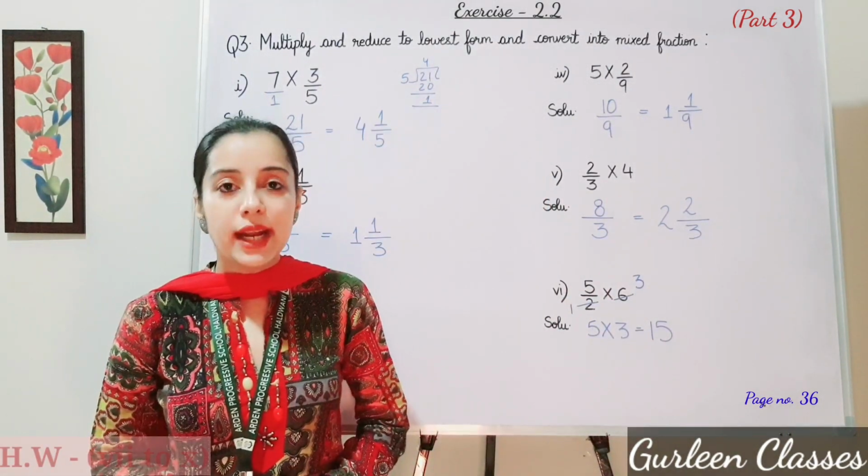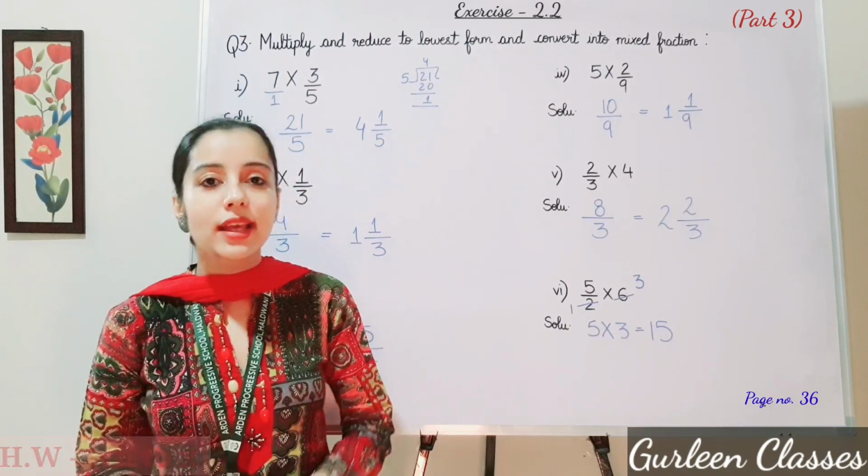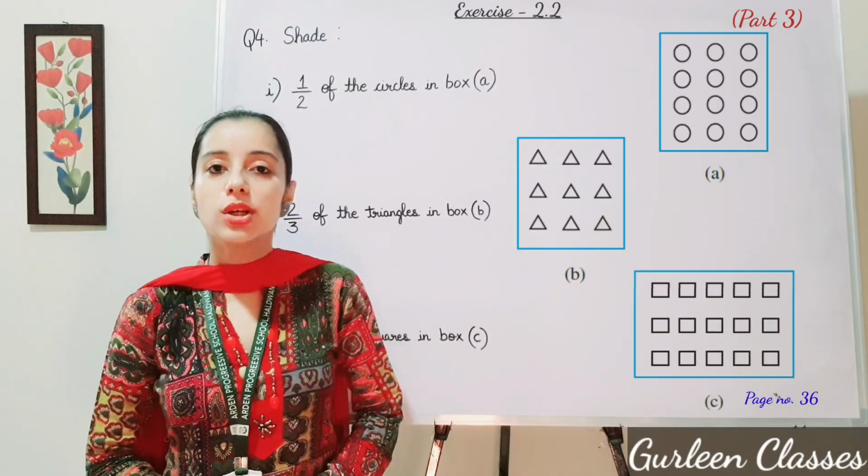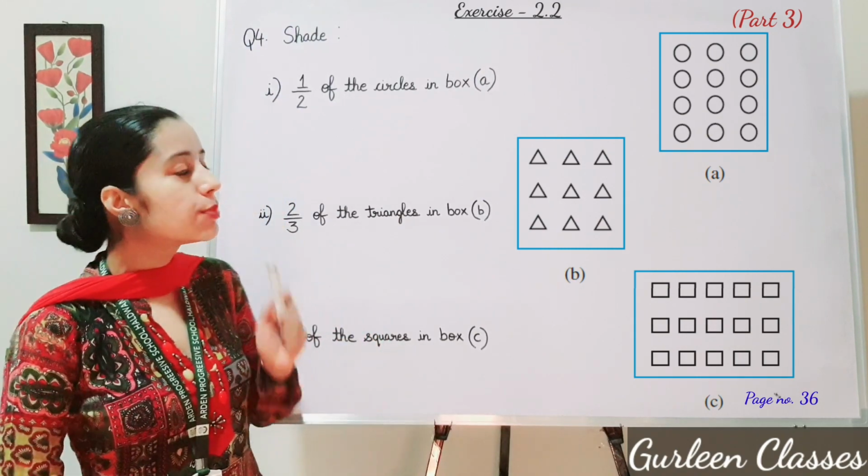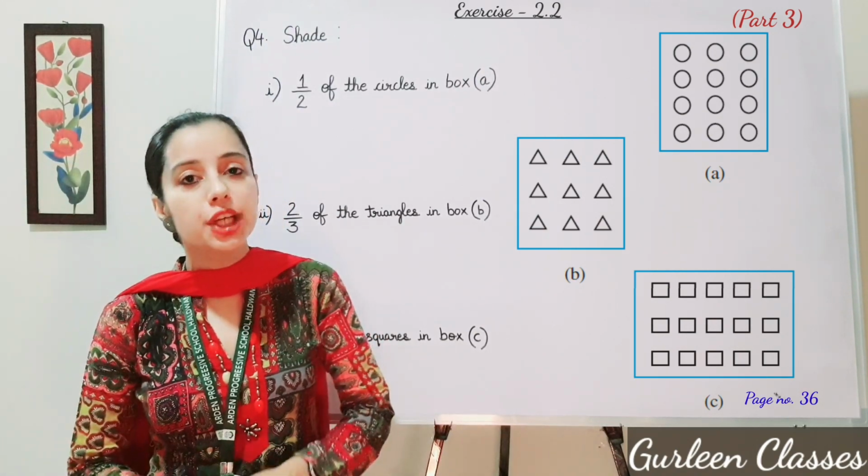So students, 7 to 10 parts will be a homework. You have to solve them in the same way. Question number 4, shade. In your books you can see this box ABC drawn. We have to shade them.